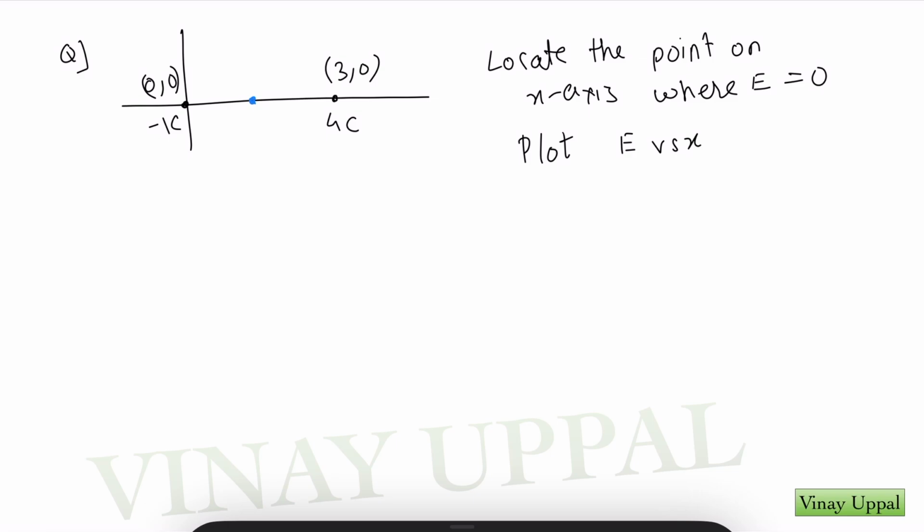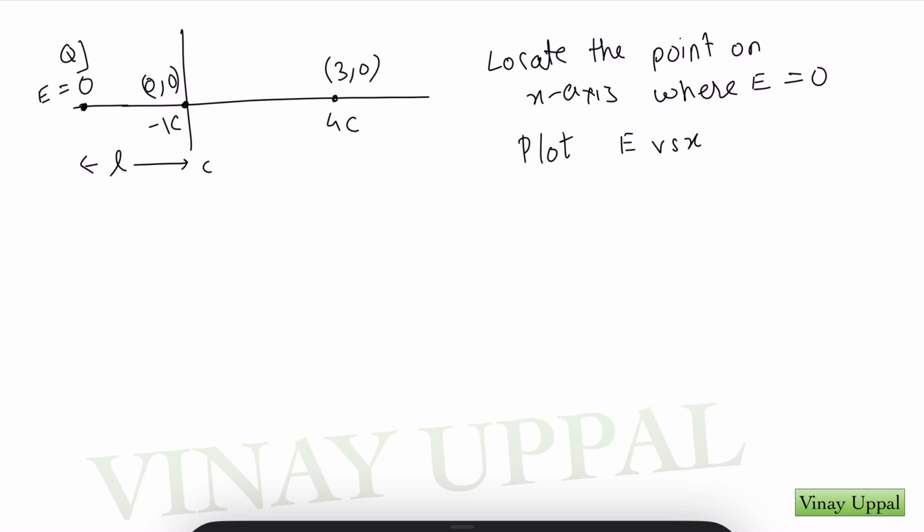Here as well an equilibrium position is not possible, because the 4 Coulomb will have an electric field away from itself, and -1 Coulomb will have an electric field towards itself. So clearly both electric fields due to both charges are in the same direction, so how will they cancel out? So this region is also not possible. So that leaves us with only one region, which is to the left of -1 Coulomb. So to the left of -1 Coulomb, let's say this length is L, where the electric field is 0.